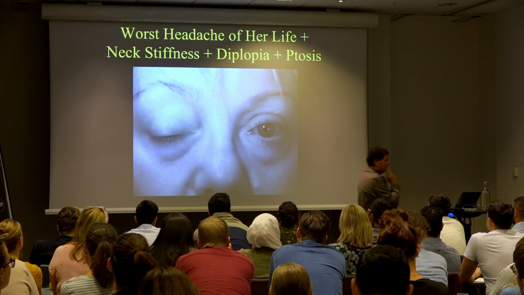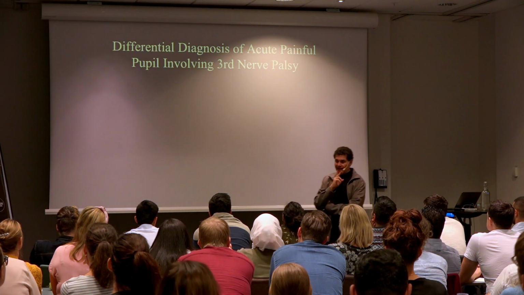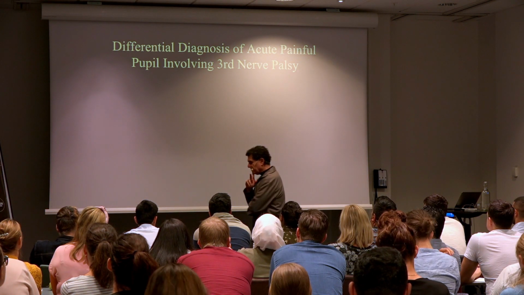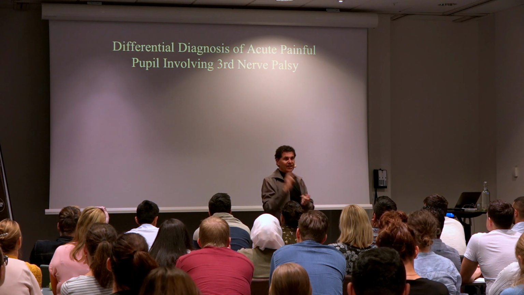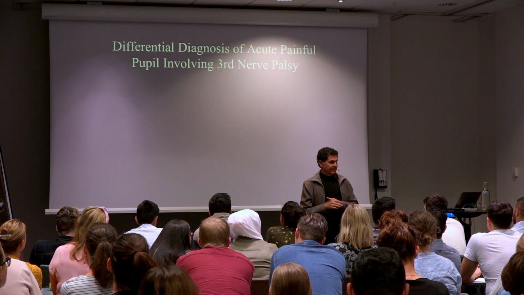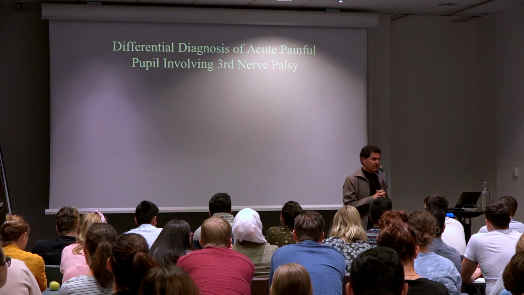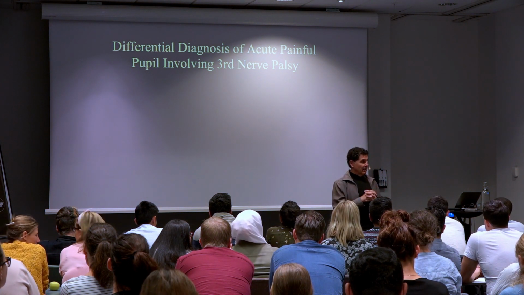And that brings us to this slide. What are all the causes of an acute pupil-involving third nerve palsy that's painful? So aneurysm, we got that one. Tumor. What kind of tumor? Because it's acute, not slow, gradual. What has to happen? Very good.